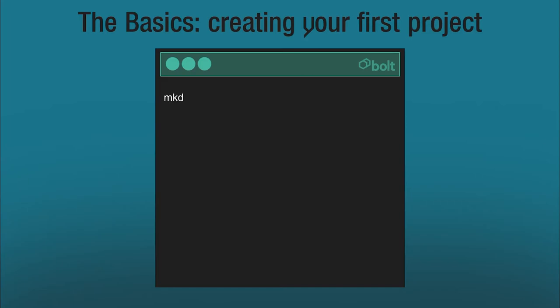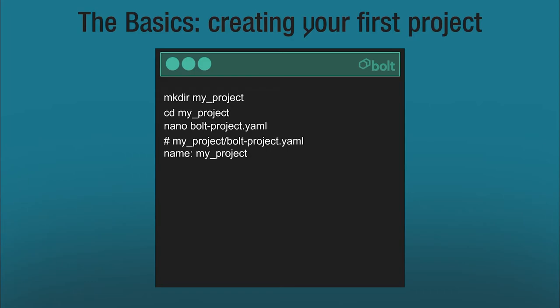You open a terminal window of your choice and create a new directory called my_project, or whatever you like. Navigate to your directory and create a file named bolt-project.yaml and enter the project name inside. This file will contain all the project configurations and is necessary inside of your project directory for Bolt to recognize it. The next step will enable your project to use Bolt tasks or plans.